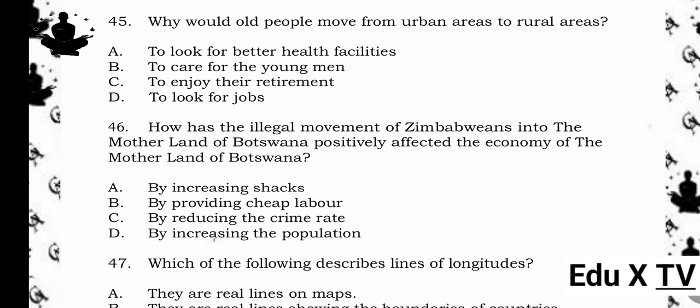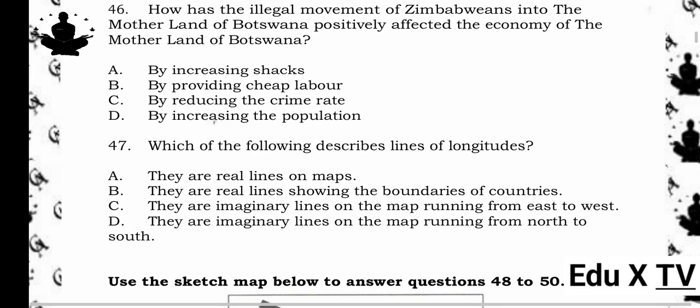46. How has the illegal movement of Zimbabweans into the motherland of Botswana positively affected the economy of the motherland of Botswana? A. By increasing shacks. B. By providing cheap labor. C. By reducing the crime rate. D. By increasing the population. The answer is B. By providing cheap labor. Reason being, Zimbabwean migrants often take up low-paying, manual jobs, helping businesses reduce labor costs.